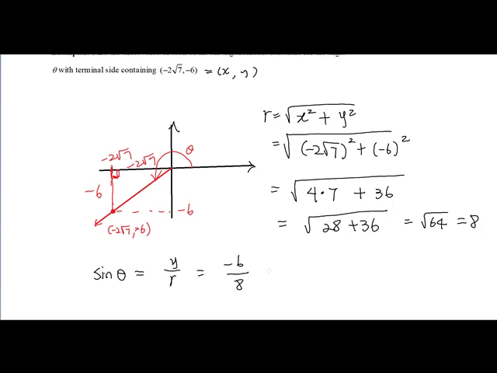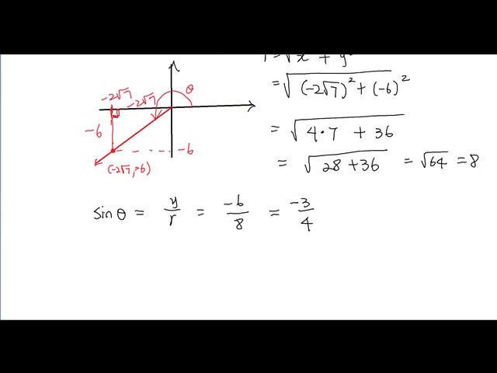And this is a fraction where both are even numbers, so you must divide by 2. So 6 divided by 2 is 3, 8 divided by 2 is 4. You must simplify your fractions.